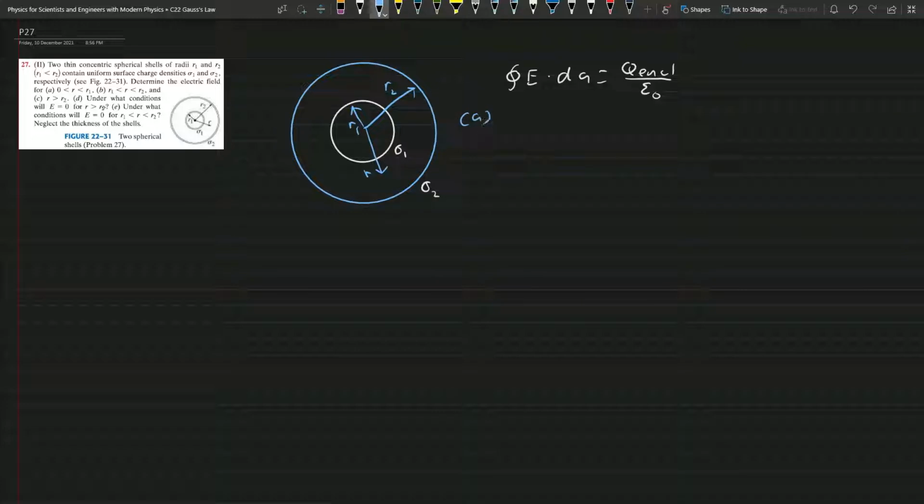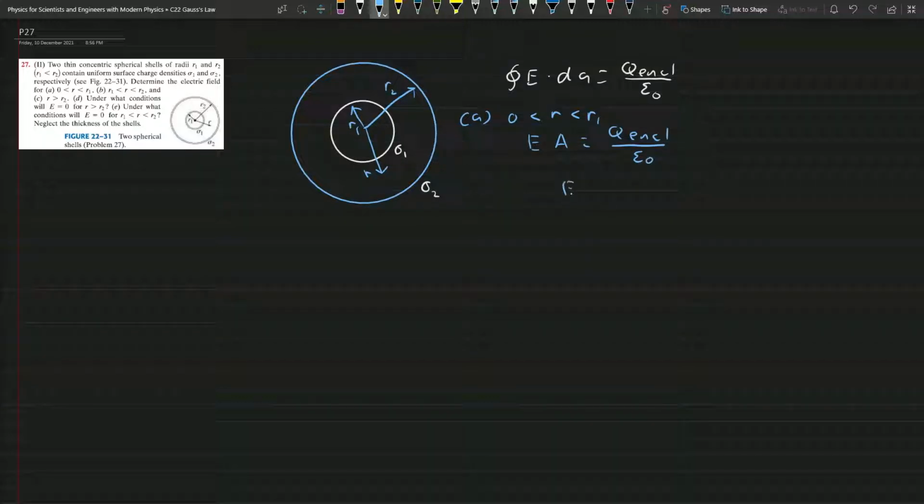We start from A. We are asked to determine the electric field in the range between this R1 and 0. So from this Gauss law, we get this E A equals to Q enclosed over epsilon naught. So E will equal Q enclosed over A epsilon naught.